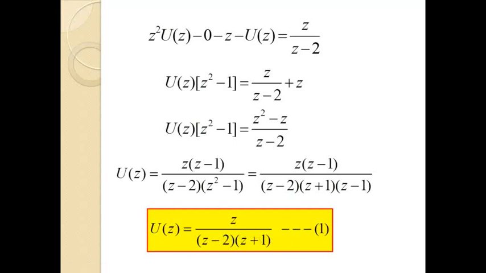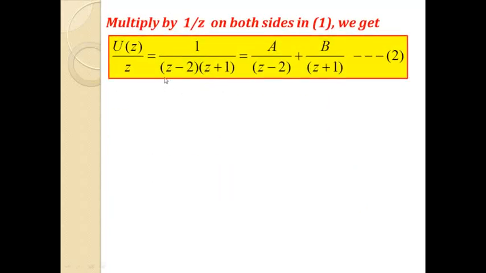So what is the second step? Using partial fraction method to find the solution of the given difference equation. Why do we apply partial fraction method? Here the denominator term has more than one factor, so we are unable to use inverse Z-transform directly, so we use partial fraction method to split the term. Okay, so I am going to divide both sides by z. In equation 1 we get U of z by z equal to 1 by z minus 2 into z plus 1. Now using partial fraction method to split the term, we can write A by z minus 2 plus B by z plus 1.